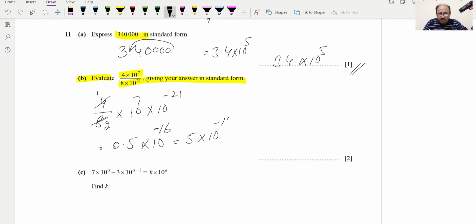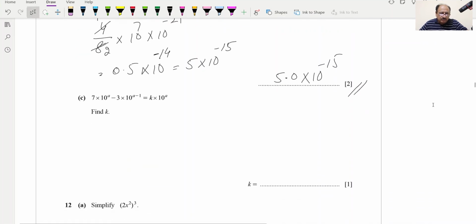minus 15. Basically it should be 14, I'm writing 16. So this should be 14 and it will be minus 15, and final answer will be, we can write 5.0 into 10 raised to the power minus 15. This is 2 marks part. Now this is a question C part.